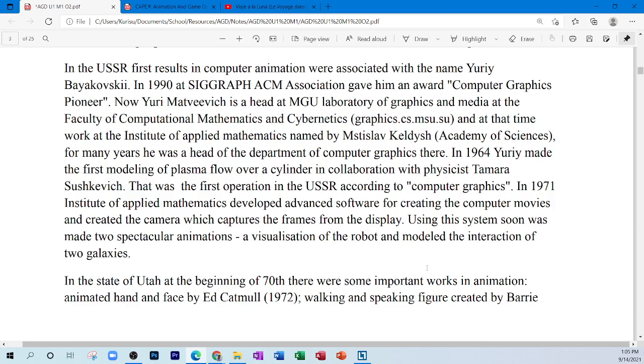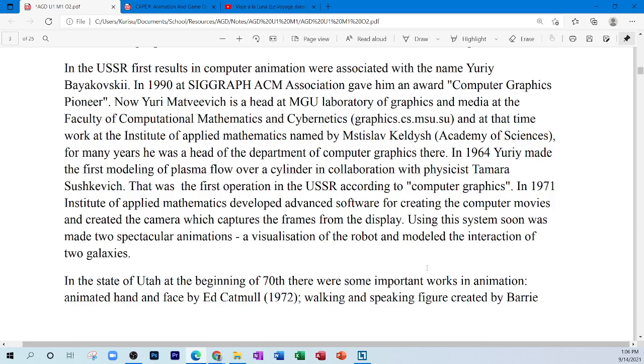Now Yuri Matveyevich is a head at the MGU Laboratory of Graphics and Media at the Faculty of Computational Mathematics and Cybernetics. And at that time, he worked at the Institute of Applied Mathematics named after Mstislav Keldysh, Academy of Science. For many years, he was a head of the Department of Computer Graphics there.